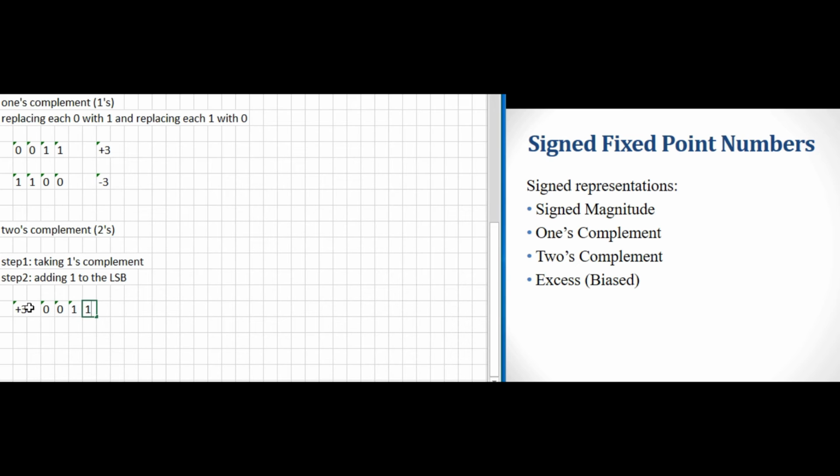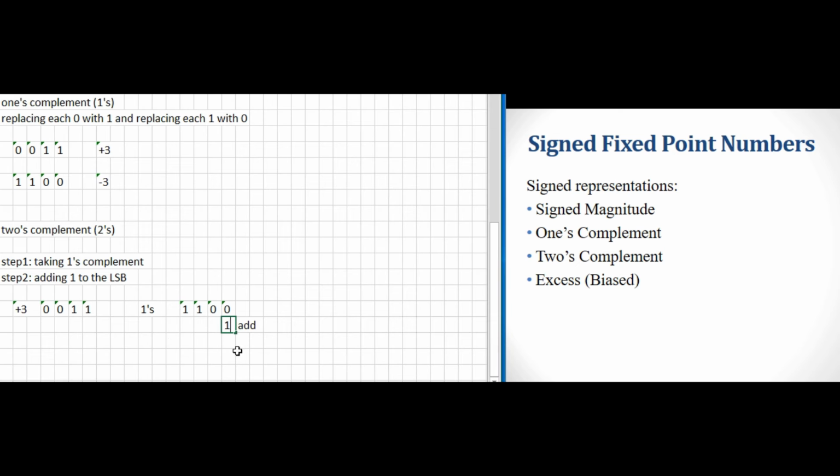If I want to take the 2's complement, first I have to take the 1's complement, which is basically converting the 1's to 0 and the 0's to 1, and that will be 1, 1, 0, 0. And then I'm going to add 1 to it, so I'm going to put a plus here, and then we can say add 1 to it. So I'm going to add 1 here.